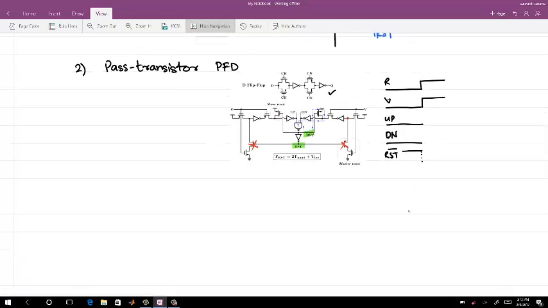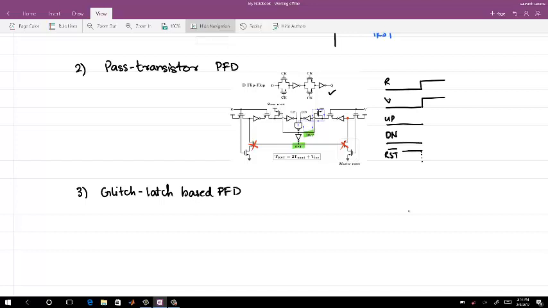The third kind of PFD is based on glitch. Even in this pass transistor PFD, the problem of missing the edge is still there. The only difference is that because the reset time has reduced, the missing edge region has been reduced. Then there is another one, which is the glitch latch based PFD.